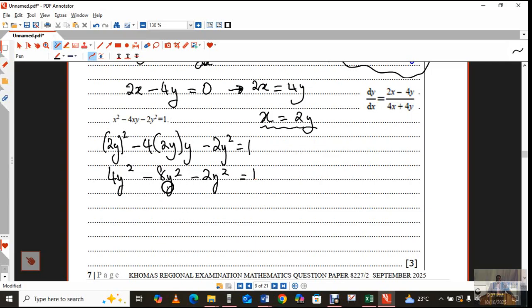If you clean this up over here, you get negative 6y squared is equal to 1. If you were to calculate y squared, for example, you will have negative 1 over 6, and you can't take the square root of negative 1 over 6. So there are no real roots, no real solutions. So the curve has no stationary point.